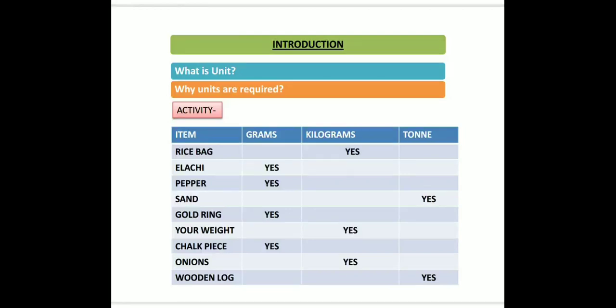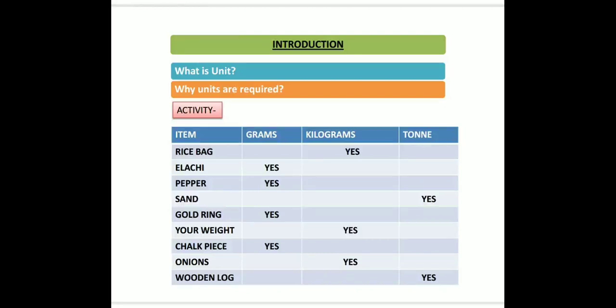So let us discuss what is unit. A unit is a standard measure used for comparing measurements. These units should be placed right side of the magnitude of every physical quantity. For example, 2 kg, 100 grams, 20 centimeter, etc. So we use different units to measure any physical quantity.